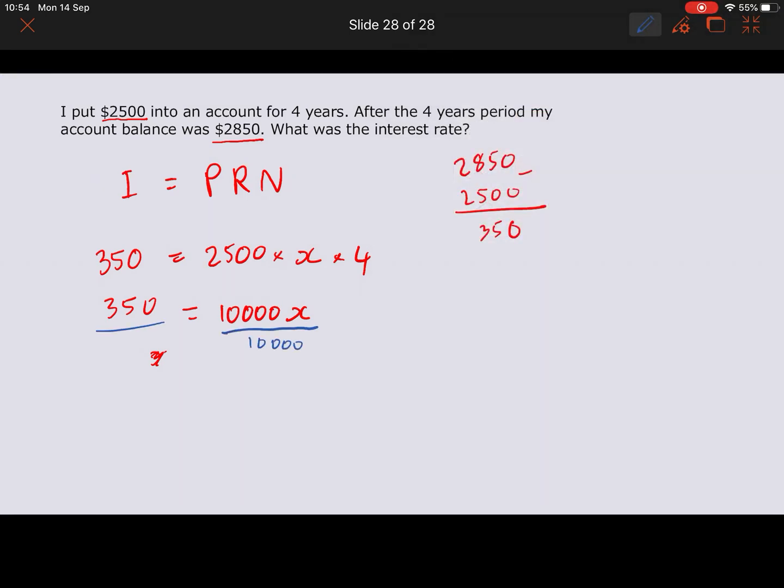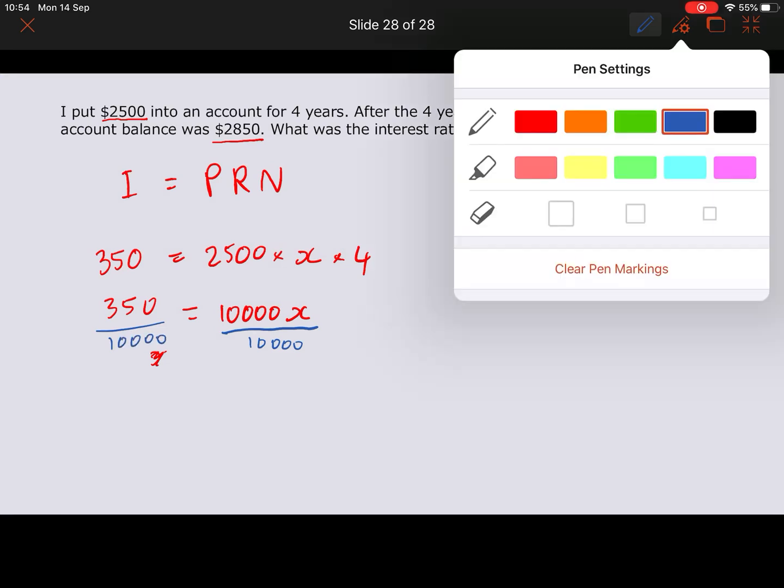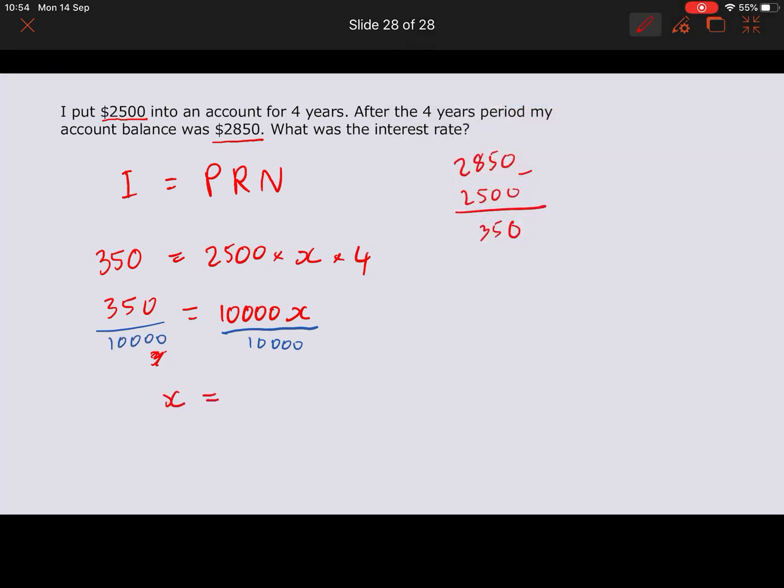Okay. Simplifying the right hand side. 2,500 times 4 is 10,000. Okay. So let's just make sure we're solving the equation properly. Divide both sides by 10,000. So X is equal to 350 divided by 10,000, which is 0.035. That's not the answer because the interest rate should always be a percentage. So we could say the interest rate is 3.5%.